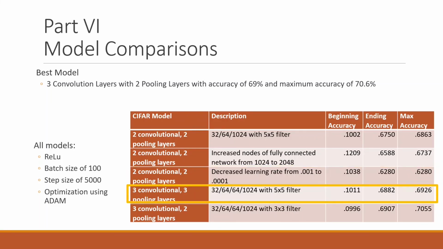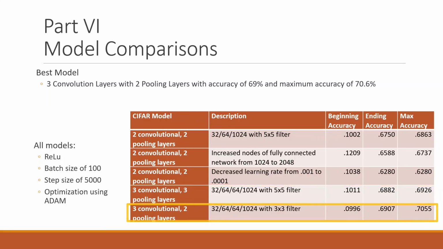As mentioned before, in the last class lecture I learned that a pool layer was not required for every convolution layer. I had created a 3 convolution layer with 3 pooling layers. There wasn't much improvement in the accuracy with the 3 pooling layers, and the image size was reduced to 4 by 4 before being passed to the fully connected layer, and that seemed really small, and I was concerned. So that is when the 3 convolution layer and the 2 pooling layers model was created with an accuracy of 69% and a maximum accuracy of 70.6%.